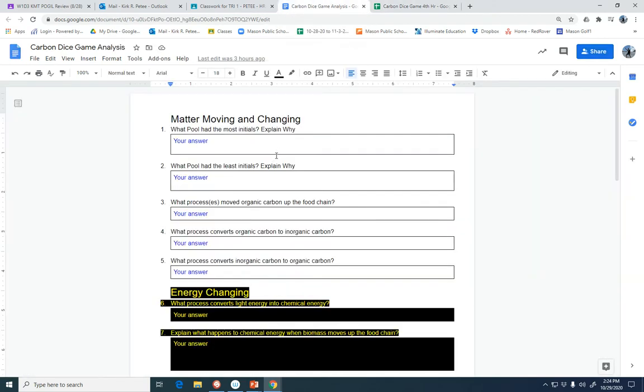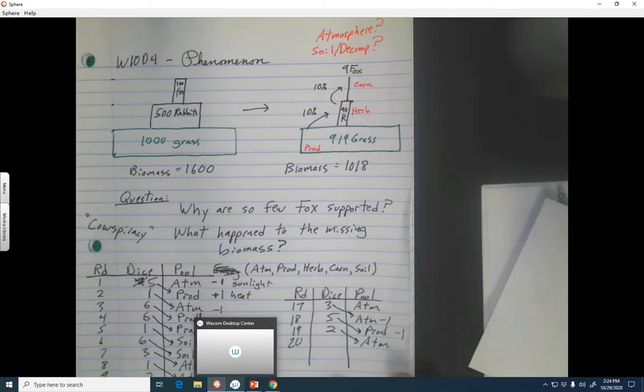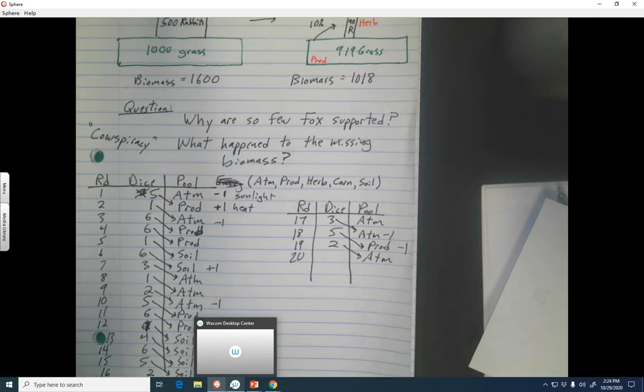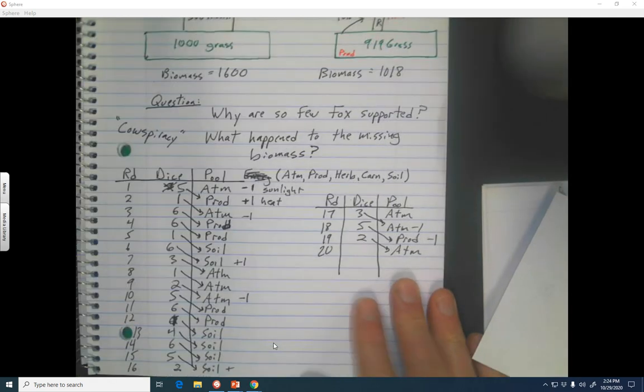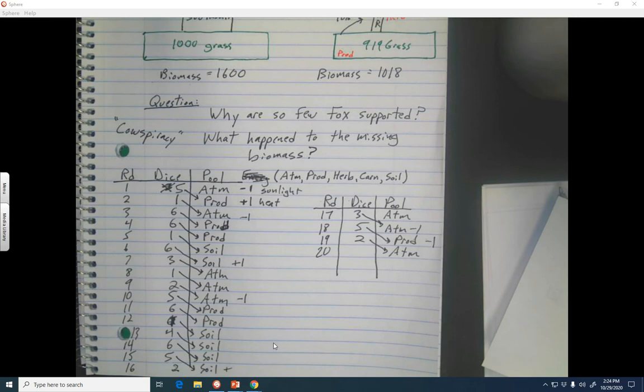So again, let me show you the notes for today and what we did. Here's an example. Here's my carbon dice game of playing 20 rounds. And you can see in the dice game where I went, what I rolled, and what pool I ended up in, and so forth. So we did that throughout the period there, and it took up most of the hour. I ended up finally in the atmosphere, and I spent some time in the soil and so forth, and that's where my data is.